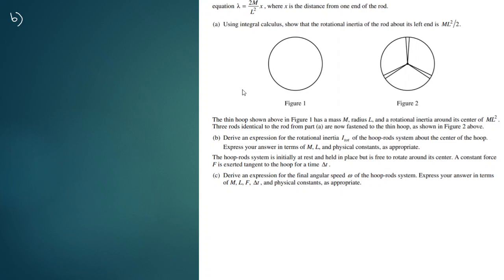Okay. This is also one of the things that people may have tried to overcomplicate, but actually inertia is a summable quantity. So our I total is equal to, well, we have 3 rods, and we have 1 hoop.